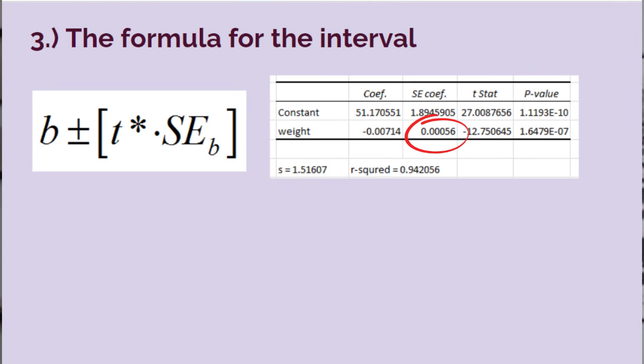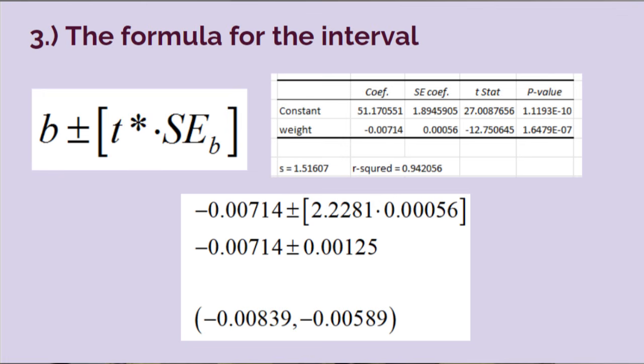So multiply that t star and your standard error together, and you get your margin of error. Add it, subtract it to your sample slope, and now we have a confidence interval for what the true slope could be. Negative 0.00839 to negative 0.00589. All right, now it's time to do an interpretation.